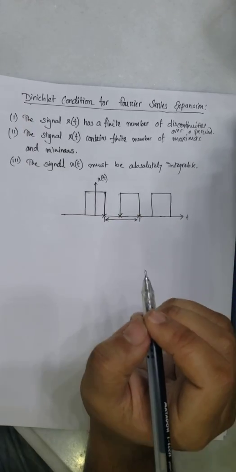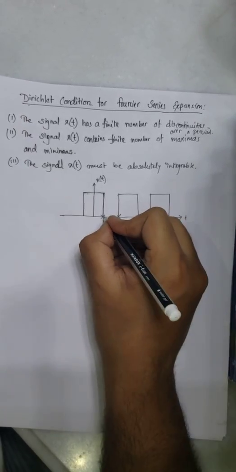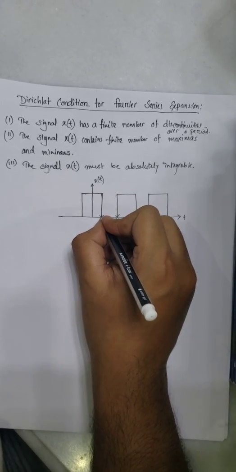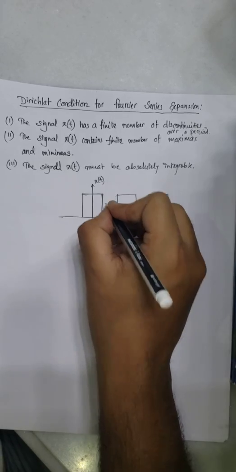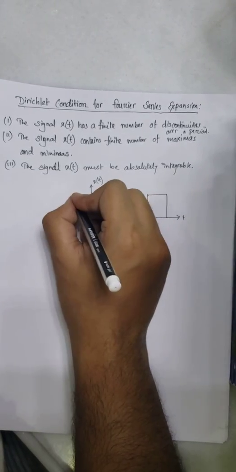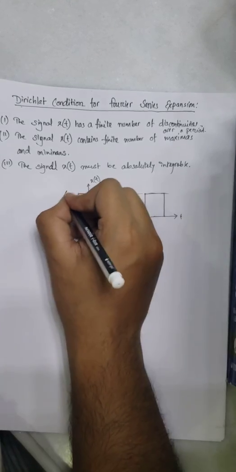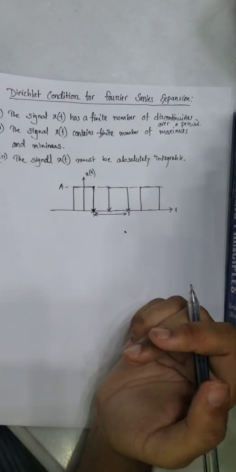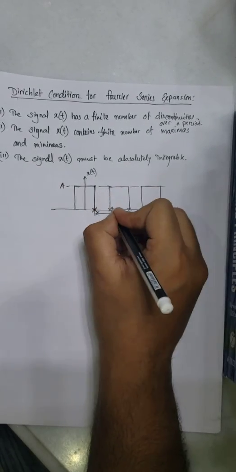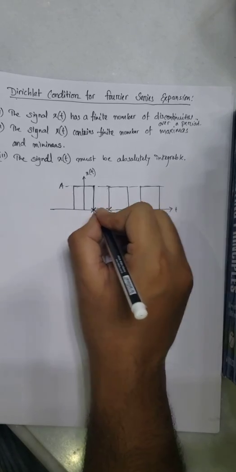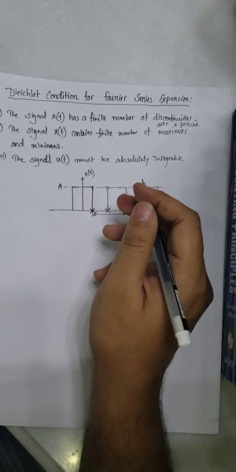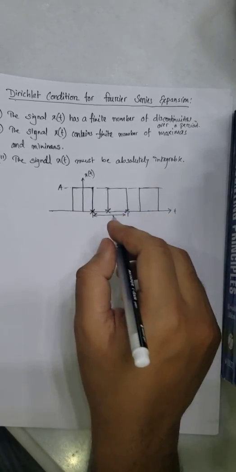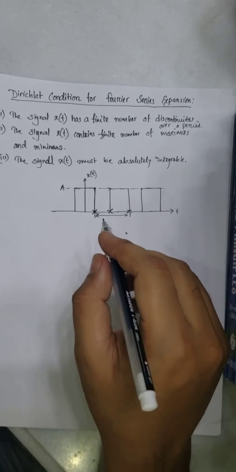Why are these points called discontinuities? Because if you consider this point, at the same time the value of t over here is 0, and simultaneously the value can be written as some value, let us suppose a. So at this point the value can be 0 or a, or both simultaneously. That's why this point is called a discontinuity. And since the number of discontinuities is countable, it must be finite. So this signal does fulfill the first criterion of the Dirichlet condition.